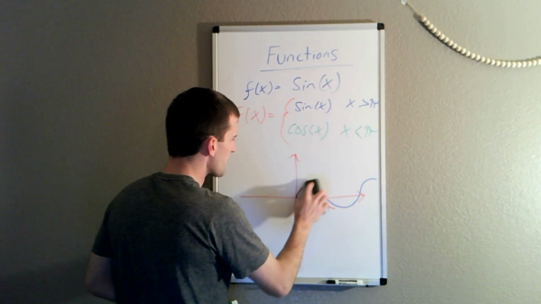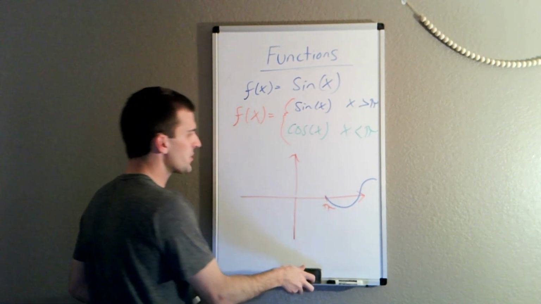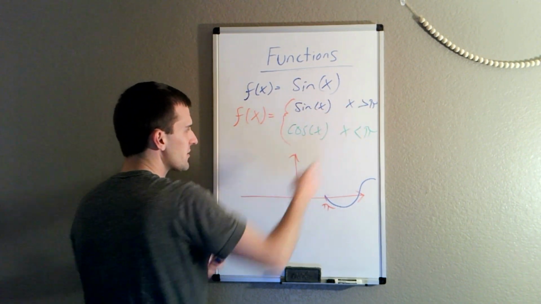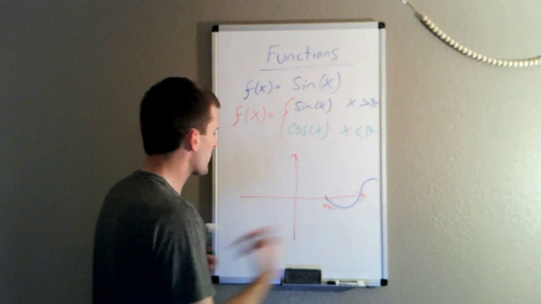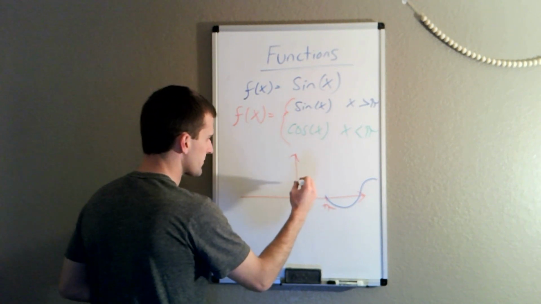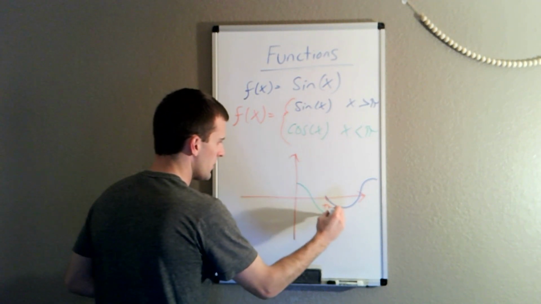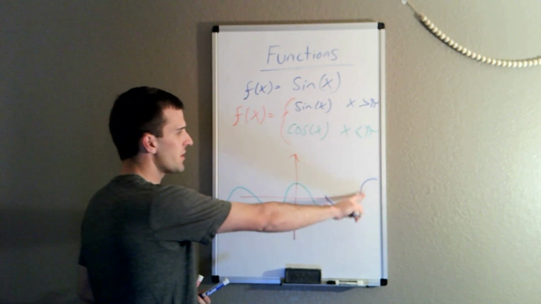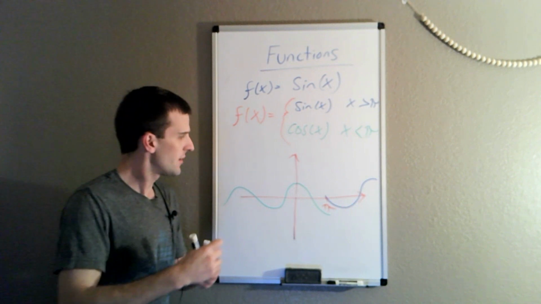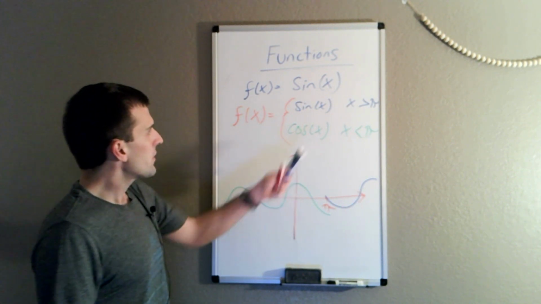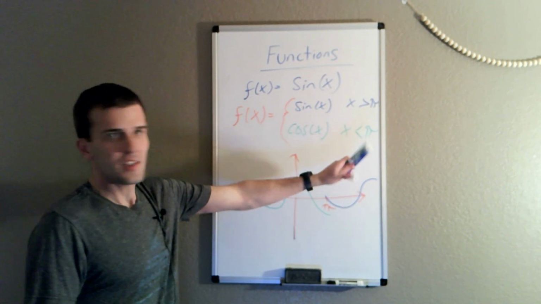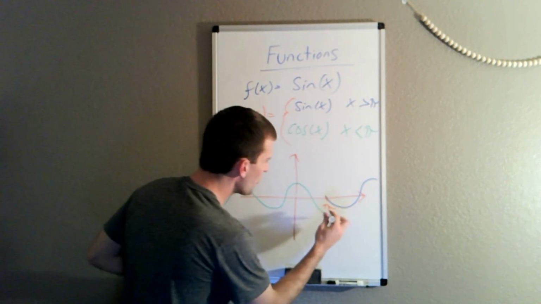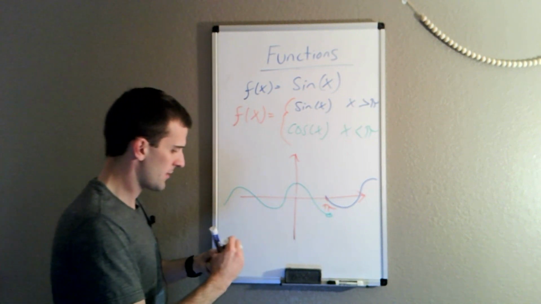But I'm going to erase this first part because we said this is only going to be true for when x is greater than pi. And when x is less than pi, we're going to follow the rule for cosine. And that's going to continue on out to infinity in this end, just as sine is going to continue on to infinity in that end. And here, again, we didn't define a value when x equals pi, so in both of these cases, we're going to have a hole in the function at pi.